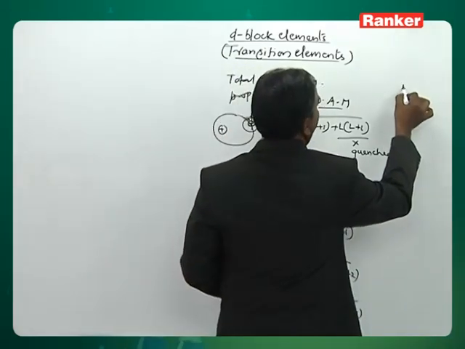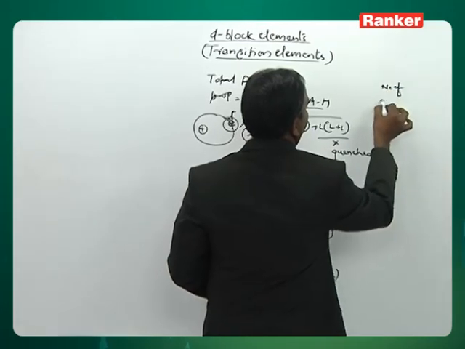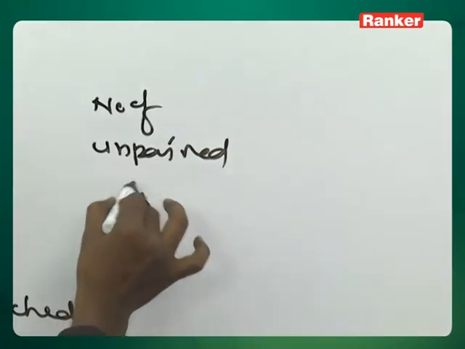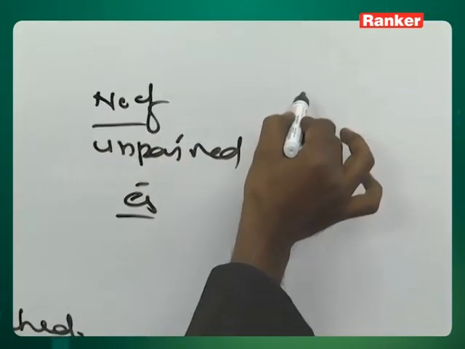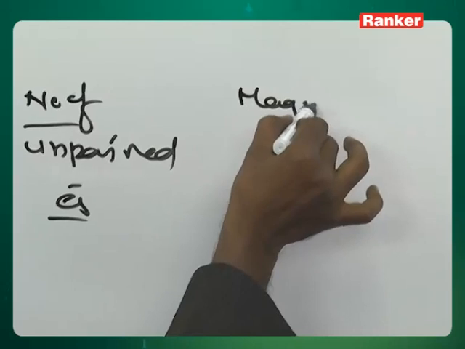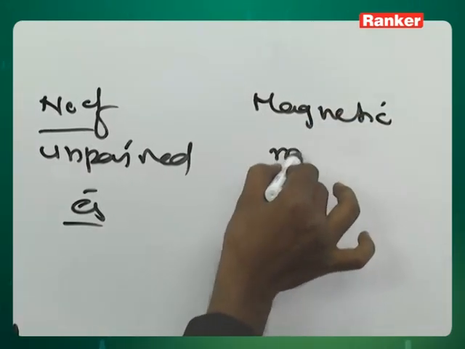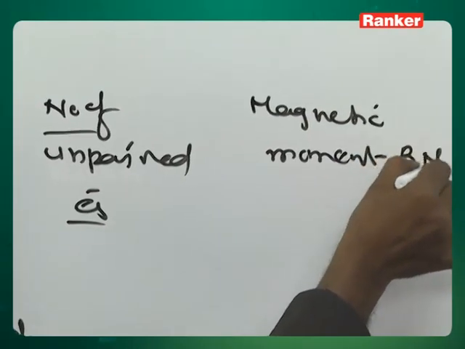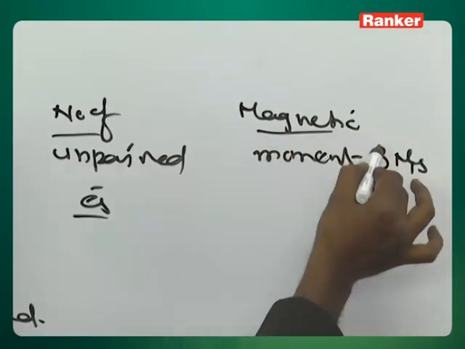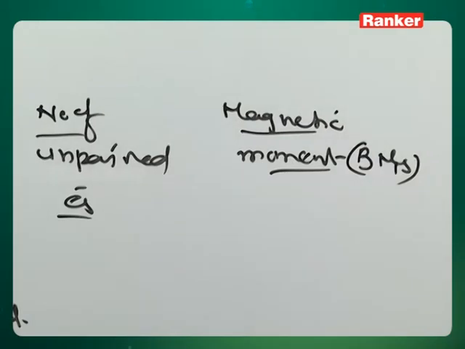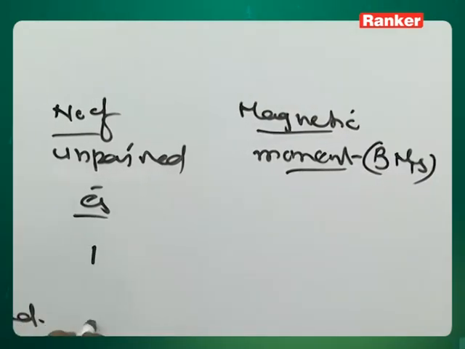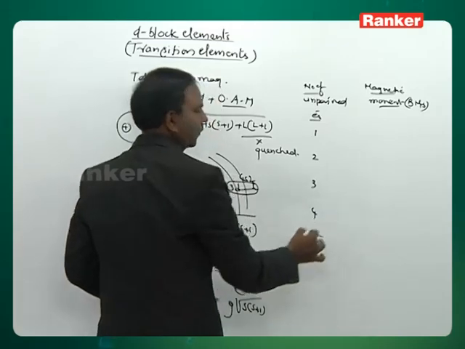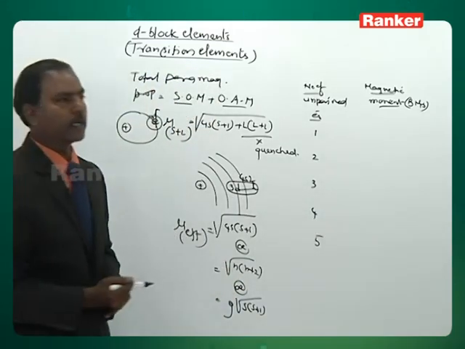What I am writing, look at the board. Number of unpaired electrons and magnetic moment in BMs. Now, one unpaired electron, 2, 3, 4, 5. This is the number of unpaired electrons, imagine.